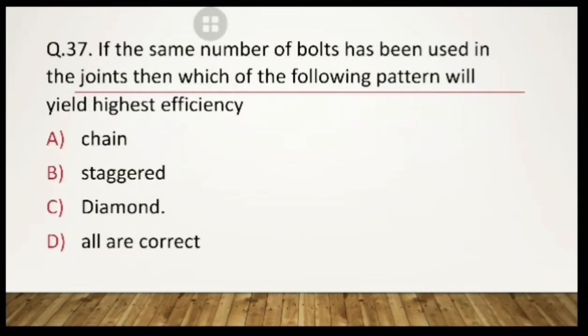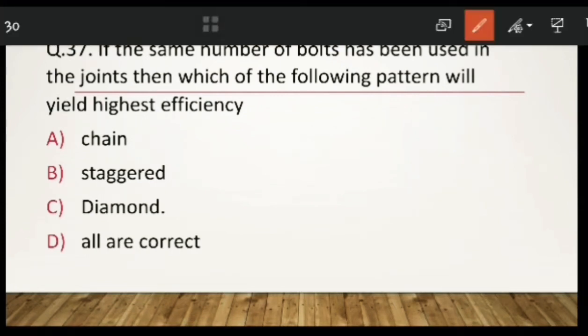Next question number 37. If the same number of bolts has been used in the joints, then which of the following pattern will yield highest efficiency? Option A chain, option B staggered, option C diamond, option 4 all options are correct. So what are the types of joints? Chain joint, staggered joint, diamond joint. Do you know what is chain joint, staggered joint, diamond joint?